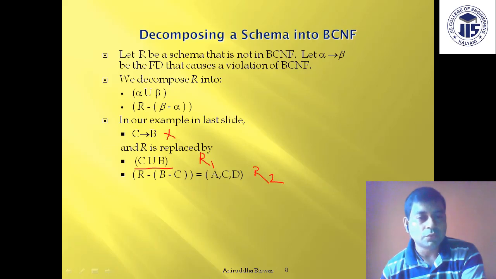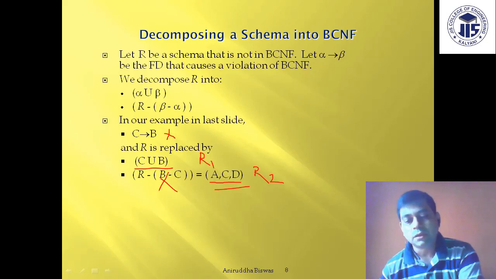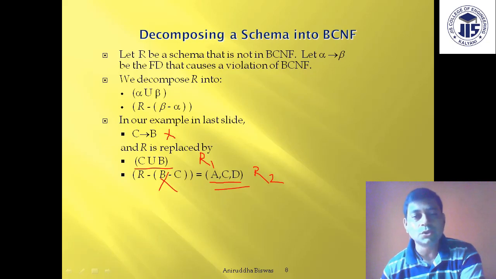So we exclude B from relation R, we will only have A, C and D. So this is the second relation that we are having, and this is the first relation. After decomposition, we can say that it is not violating BCNF because there is no trivial dependency. Any non-key attribute is not a determinant now. So that is why it is not violating BCNF.